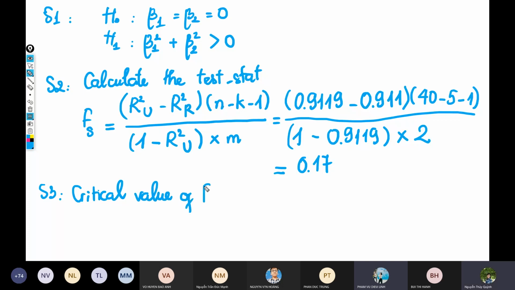So now step 3, you have to find the critical value of F, which is F alpha, F of 0.05. We use the level of significance of 5% with degrees of freedom of 2 and 34. So what is it? Just look it up in Excel. What do you get?